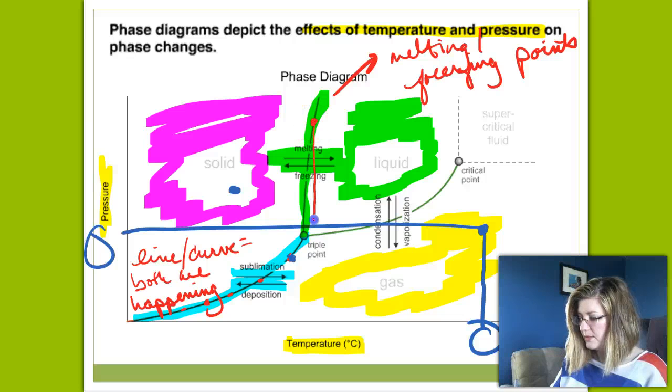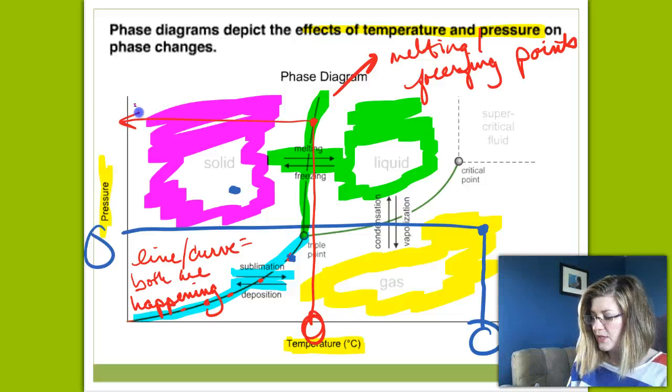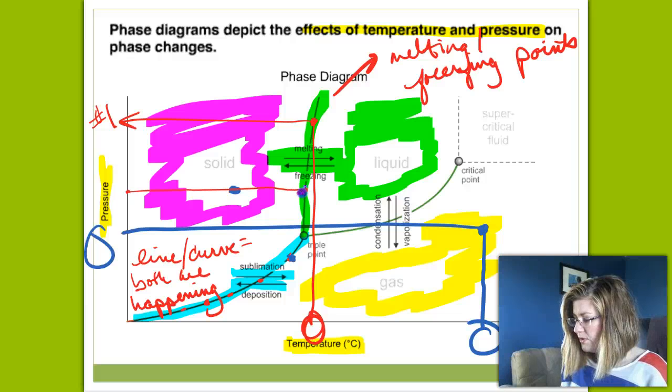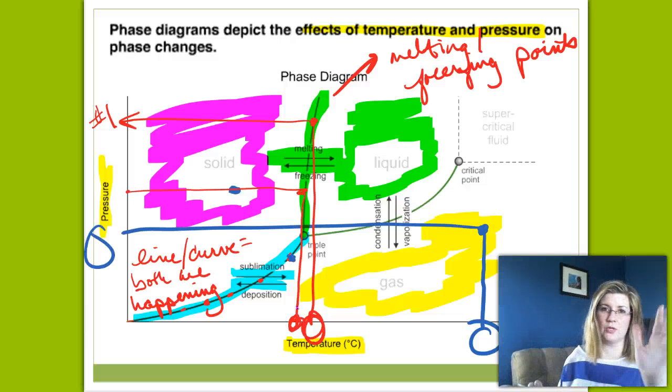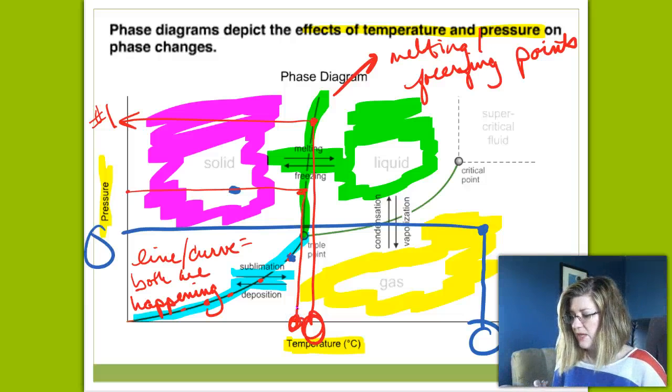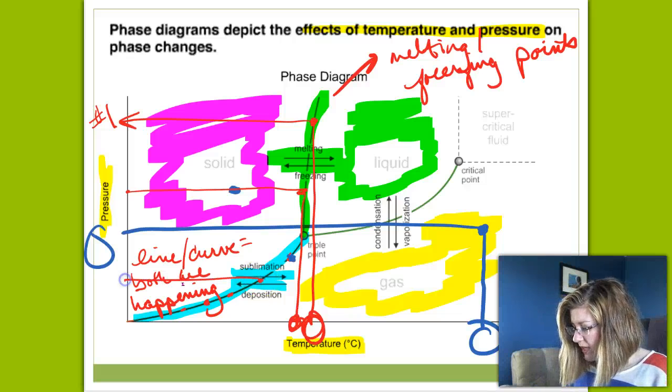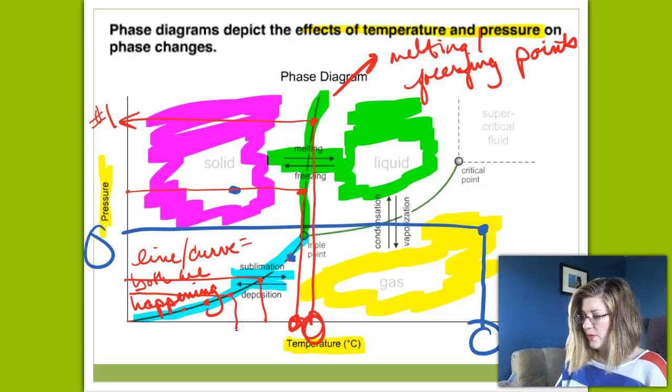So the melting point you would read on the temperature part of the axis for a specific pressure. Let's say this is pressure number 1, and then we decrease the pressure. If we decrease the pressure, we would read over onto this line. The new temperature and the new melting point or freezing point would be read right there. And of course my lines aren't straight, but you guys understand how to do that. So melting freezing points will change as the pressure changes. Sublimation deposition points will change as the pressure changes. So you can see here it's kind of the same effect.